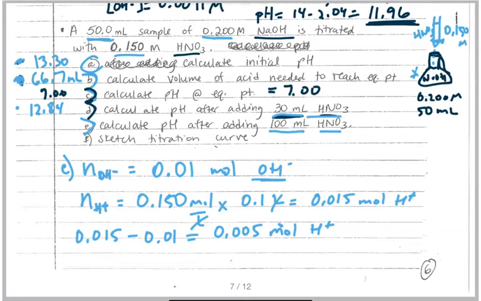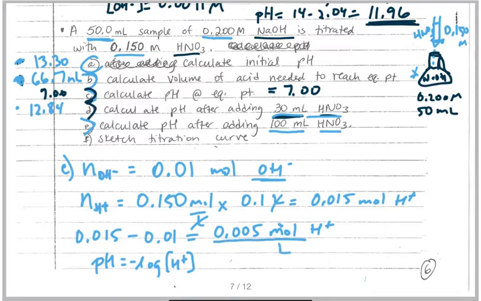Did I do that wrong? 0.015 minus 0.01. Nope, I did that right. Okay, so now the pH at this point is going to be the negative log of the concentration of H plus. This is not the concentration of H plus. This is just the moles of H plus. The concentration is the moles per liter.